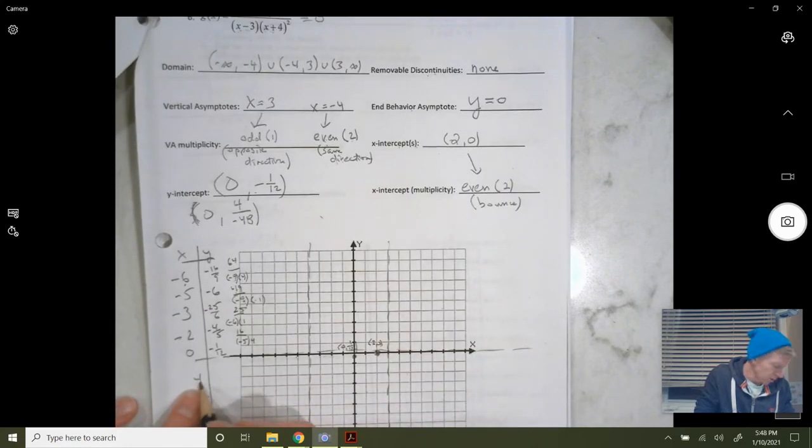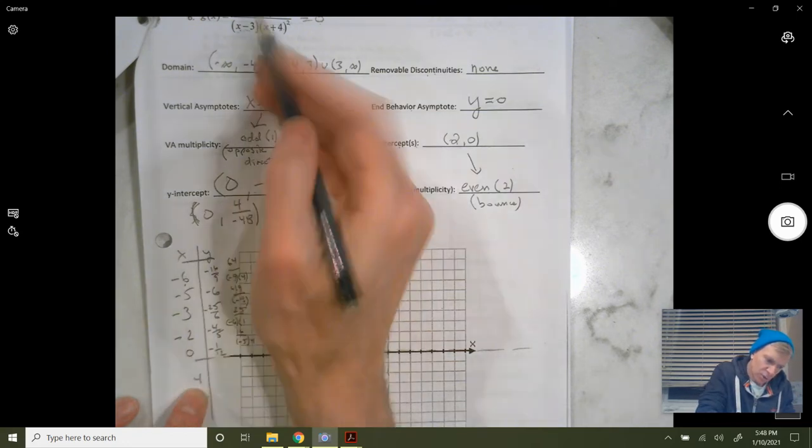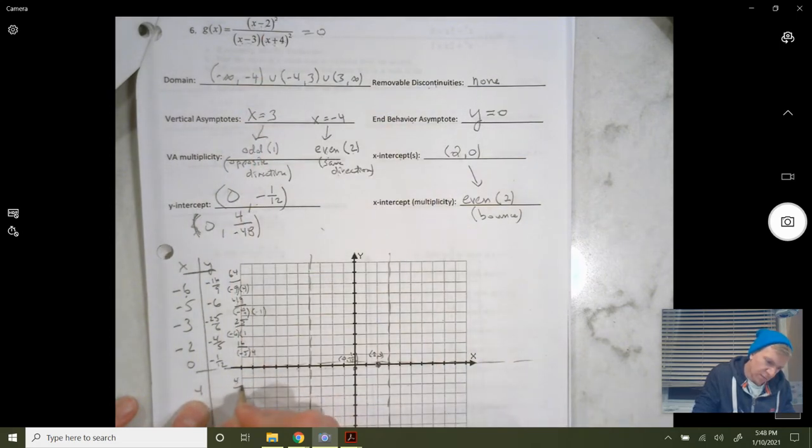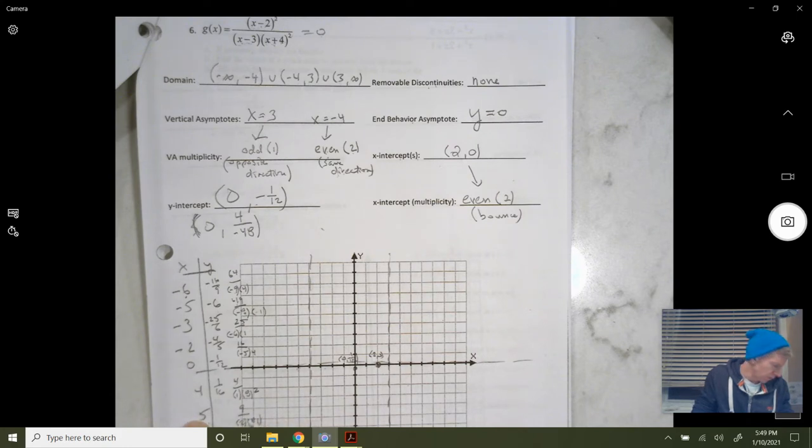So 4 minus 2 gives you 2 squared, which gives you 4 on the top. And then 4 minus 3 is 1, and 4 plus 4 is 8, 8 squared. So that gives you 4 over 64, or 1 over 16. And then 5: 5 minus 2 squared on the top, so you get a 9 on the top. 5 minus 3 is 2. 5 plus 4 is 9 squared, 81. So that's going to be 1 over 18.